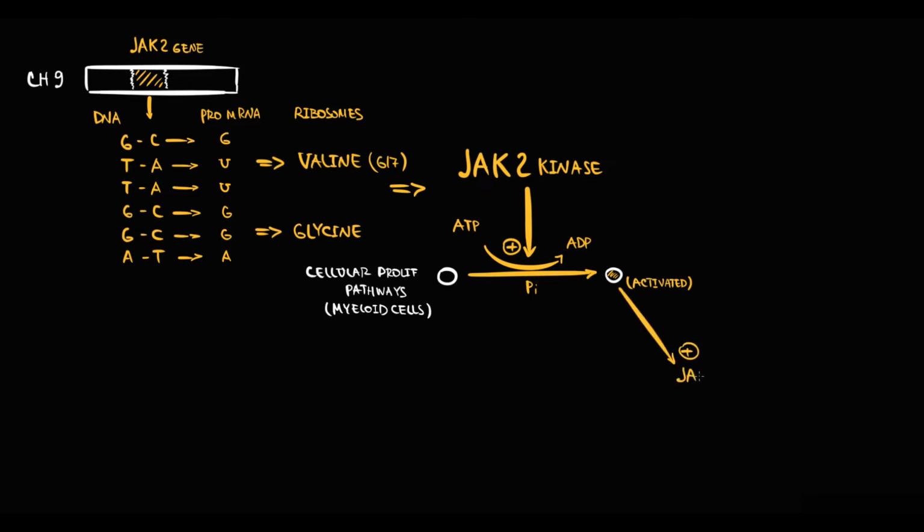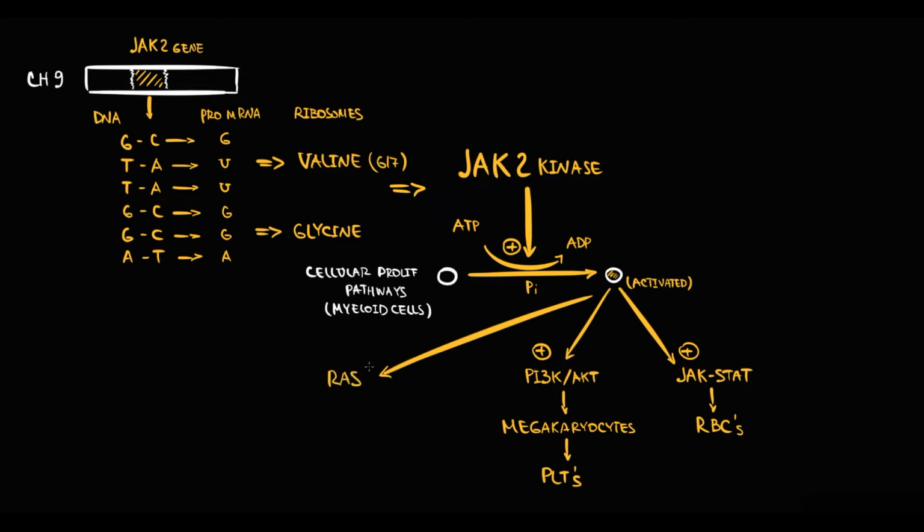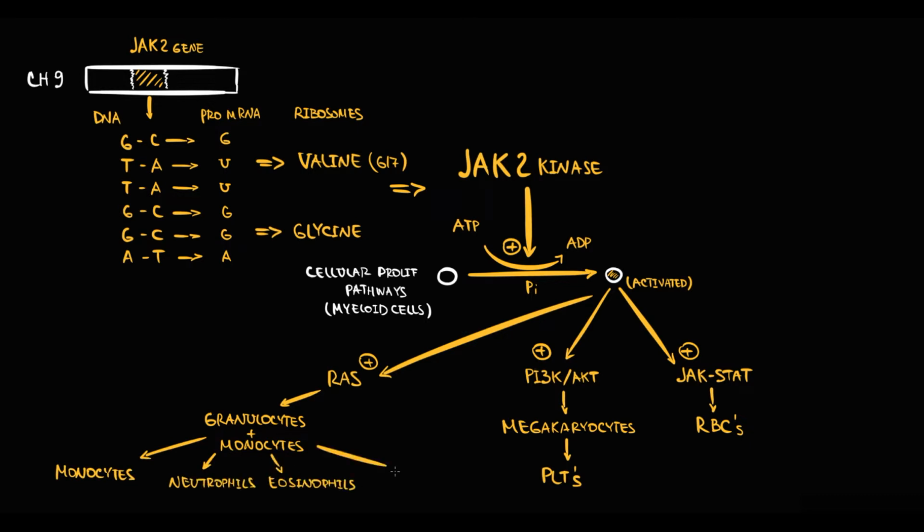By activation of the JAK-STAT pathway, JAK2 kinase stimulates mostly red blood cell production. By activation of the PI3K-AKT pathway, it stimulates the production of megakaryocytes, from which platelets are formed. By activation of the RAS pathway, it stimulates the production of granulocytes and monocytes. And in normal conditions, JAK2 kinase is active only when it receives a signal from cytokines.